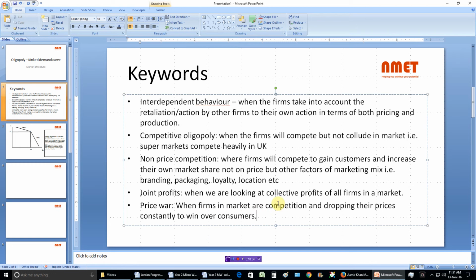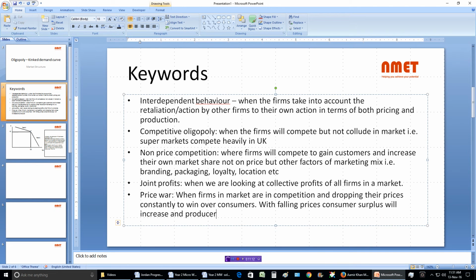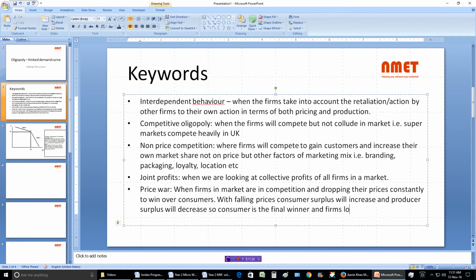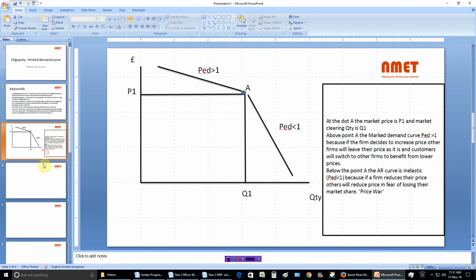Well, assuming that the price war is still going on, then it'll be the consumers in the end. So consumer surplus will increase, isn't it? Exactly, yeah. So with falling prices, consumer surplus will increase and producer surplus will decrease. So the consumer is the final winner and firms lose out. Okay, let's go back to our diagram.